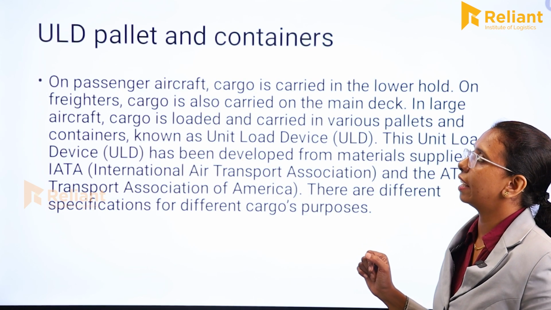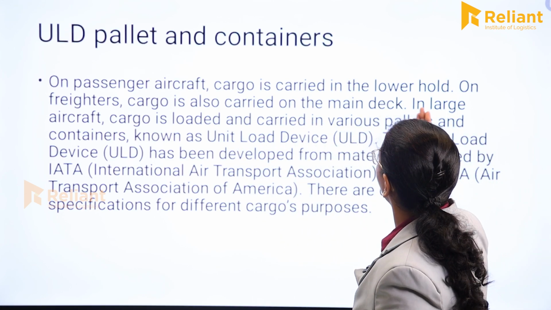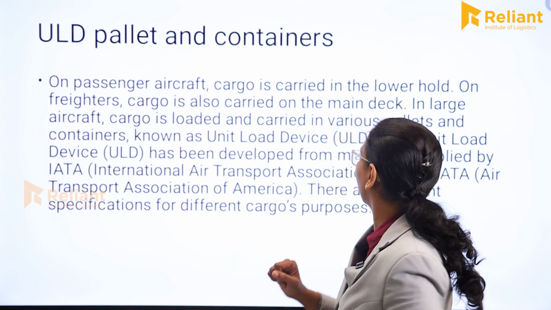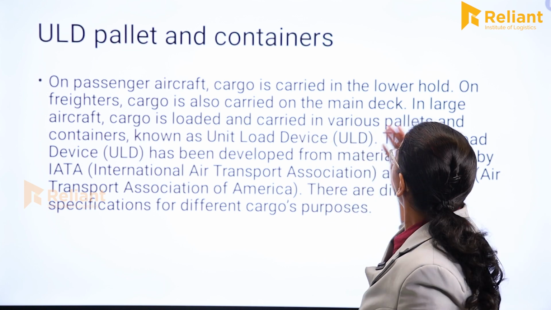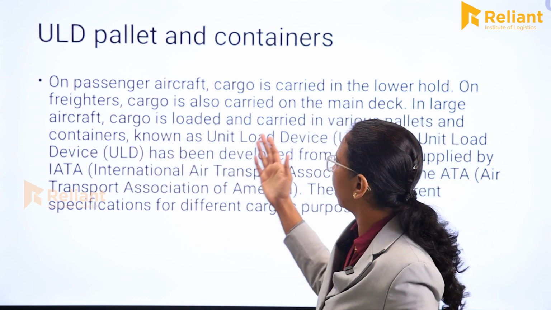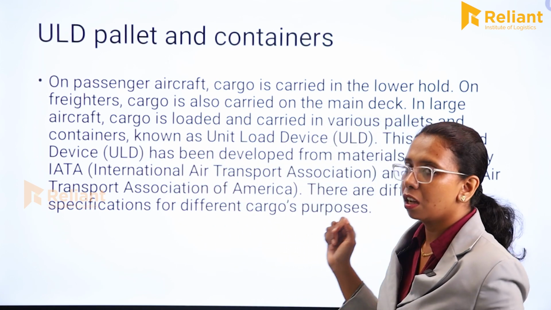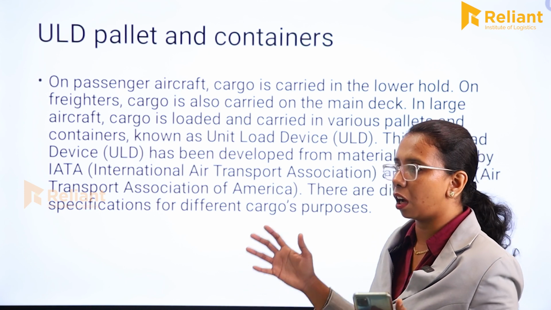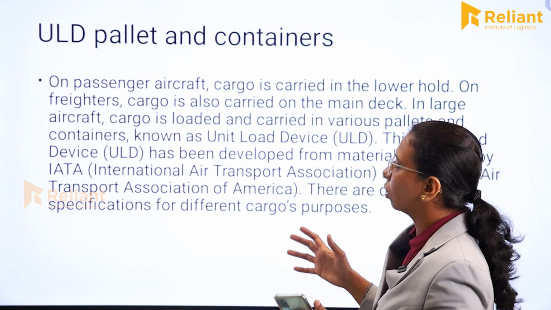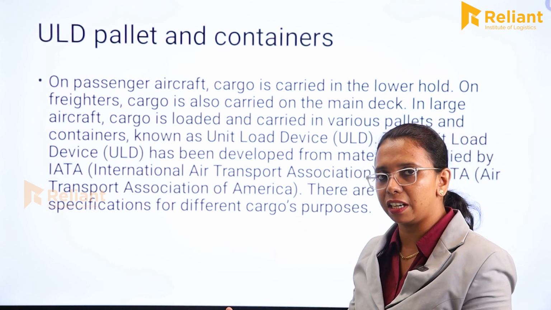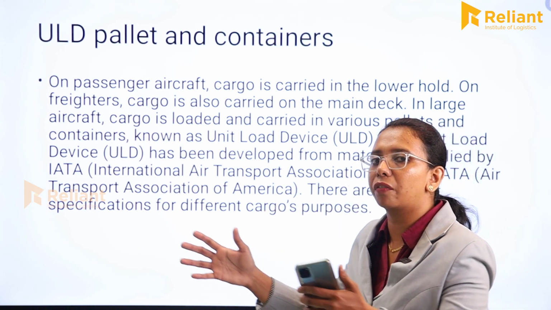So let's see what ULDs, pallets and containers are. On passenger aircraft, cargo is carried in the lower hold, as I told you, in the belly part of the aircraft. On freighters, cargo is also carried on the main deck. In large aircraft, cargo is loaded and carried in various pallets and containers known as unit load devices. So in big aircraft, we can't load cargo individually into the belly or hold portion of the aircraft. We consolidate it in a ULD, that is a unit load device. Then we load that unit load device itself into the aircraft.